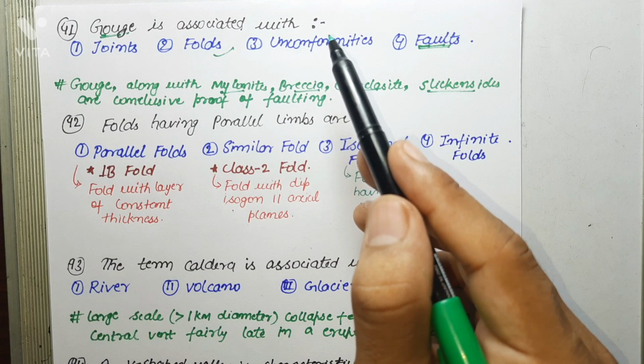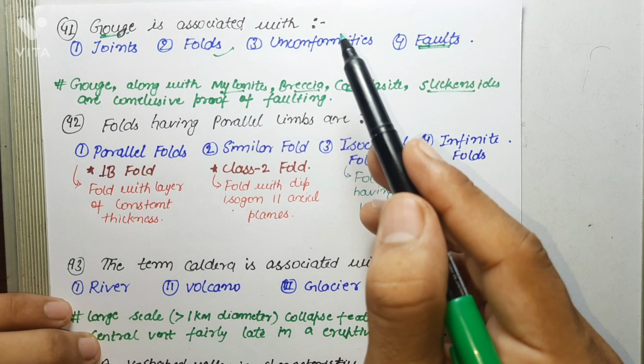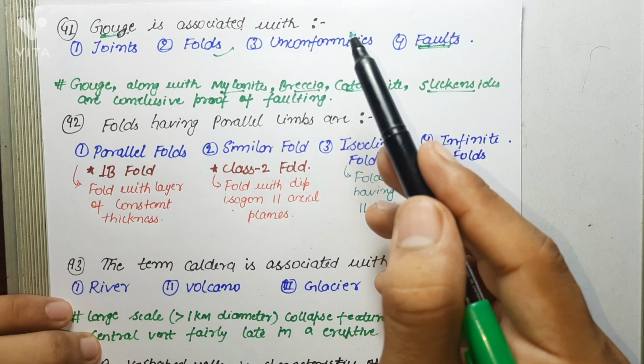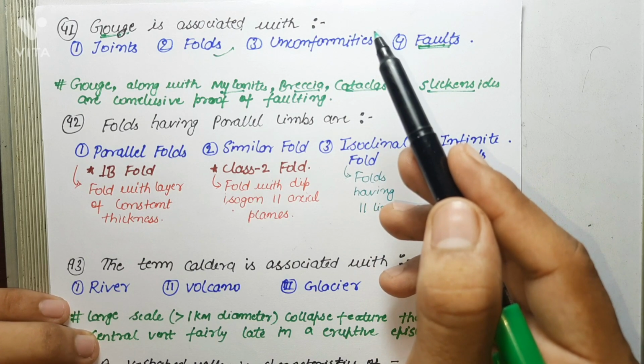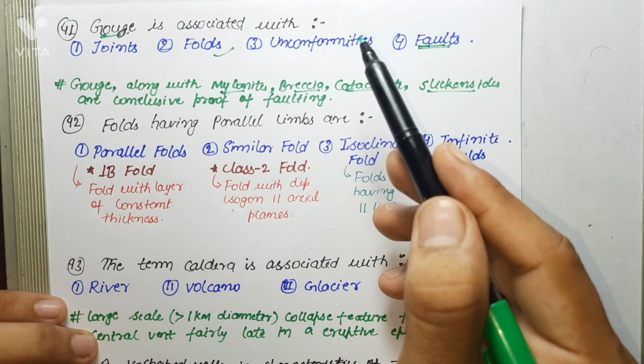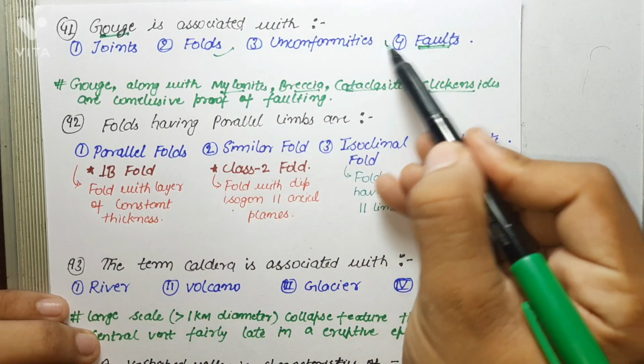Presence of joints divides the rock into a number of parts or blocks. So you can easily determine the presence of joints by seeing that there is a fracture. I told you that a joint is a fracture along which little or no displacement takes place. So by the way, gouge is associated with fault, so the correct answer is fault.